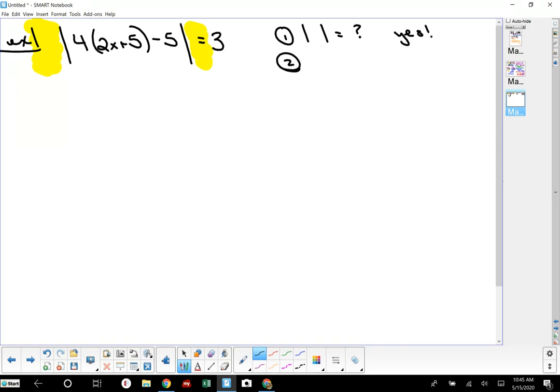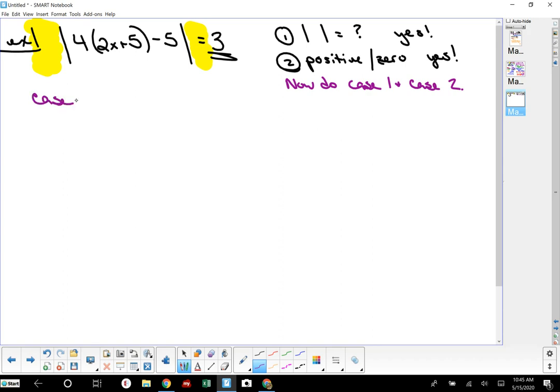Then question 2: is the something positive or 0? And that means this value. So yes, again. So now we can do case 1 and case 2. I want you to write these out. Write the words case 1, underneath of it, write the problem, equals the positive answer. Then over here, case 2, write the problem.